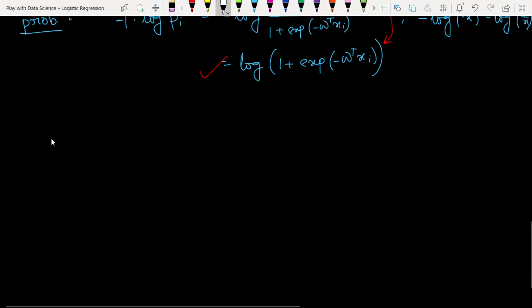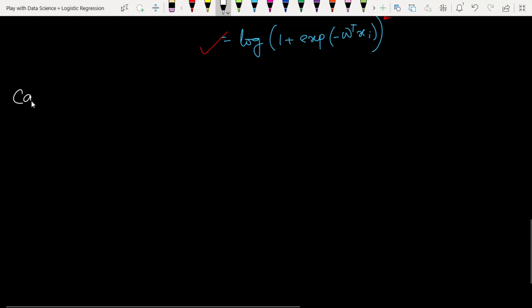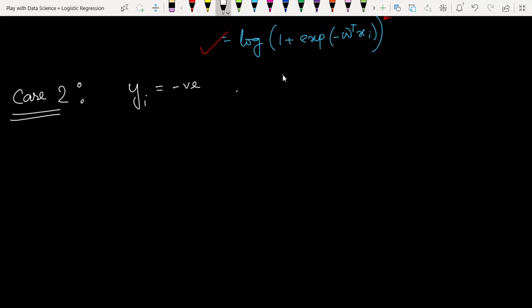Now consider the case 2 problem. Case 2 is what? It means yi is equal to negative. Yi is negative means geometrically y is equal to -1, and probabilistically yi is equal to 0. So in case 2 we find that yi is negative, which is yi equal to -1 geometrically, and 0 probabilistically.